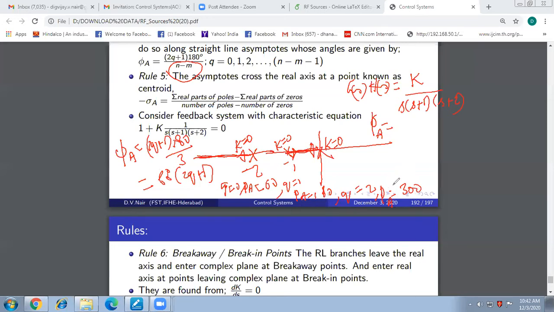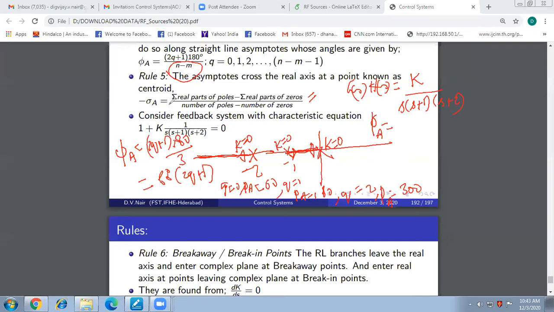Now, where are the three asymptotes meeting? The centroid of the asymptotes is given by this particular expression. It's interesting but a little lengthy. I can explain how we bring in the concept of asymptotes and these relations in a small video class. As of now, just take this as a rule stated for the development of the root locus.